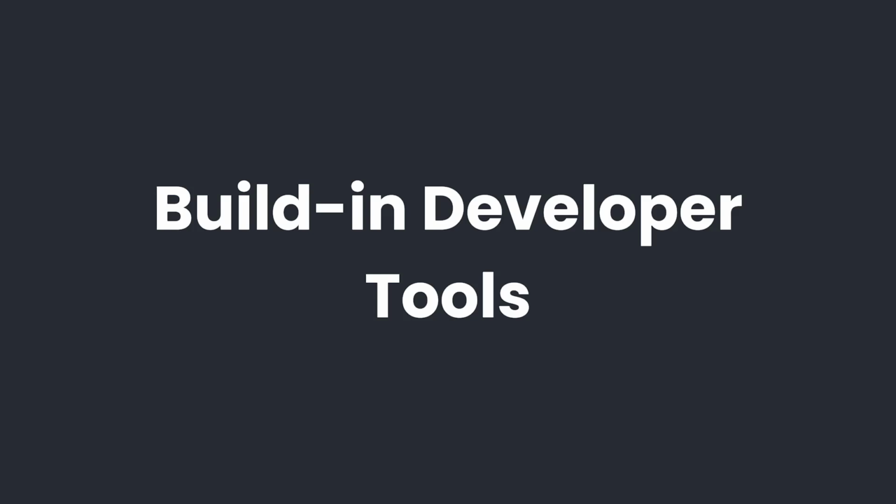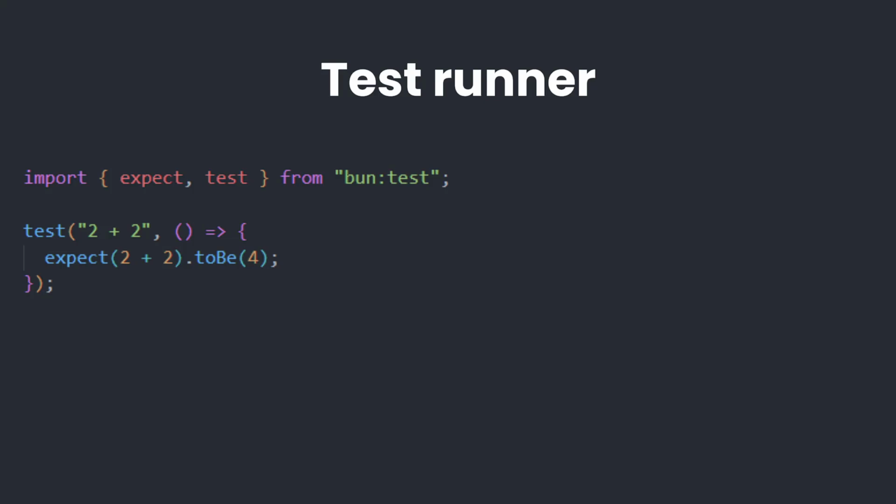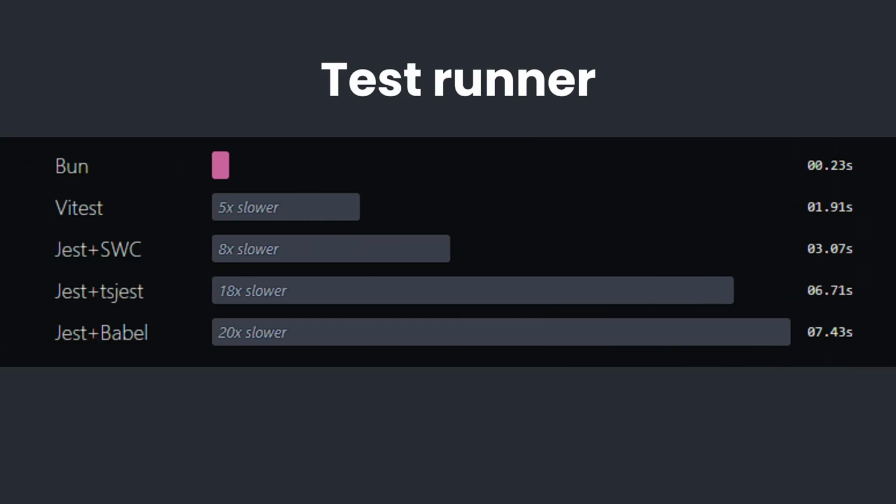Built-in developer tools. But Bun isn't just about speed. It's also about making developers' lives easier. Let's dive into some of the built-in tools that make Bun a developer's dream. Bun includes a test runner that's compatible with Jest. This means you can run your existing Jest test suites on Bun without any code changes. Plus, Bun's test runner is faster than Jest, so you can run your tests in less time.